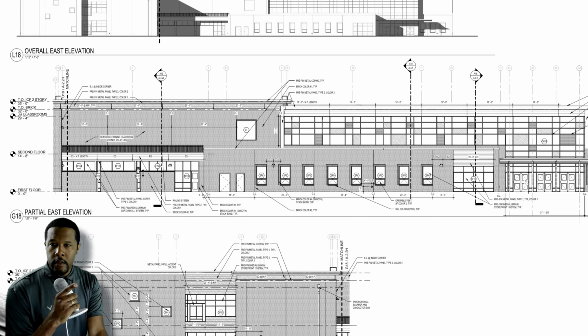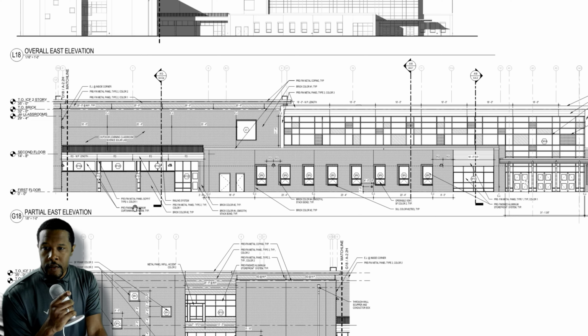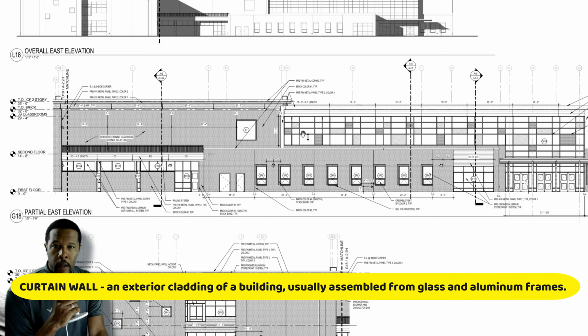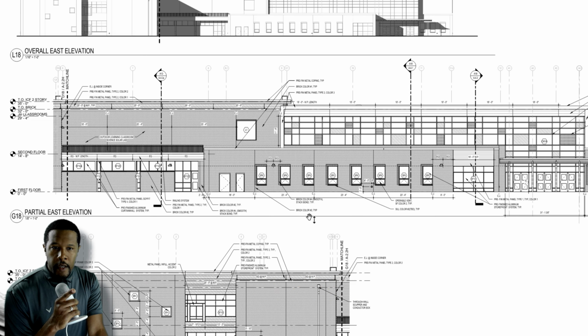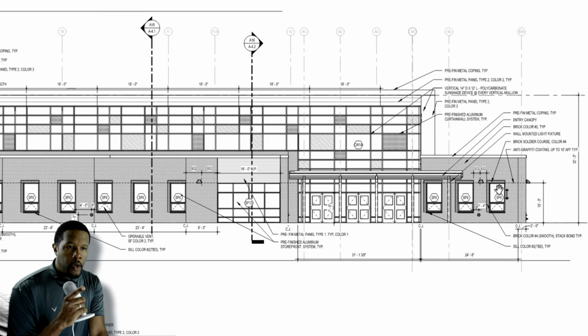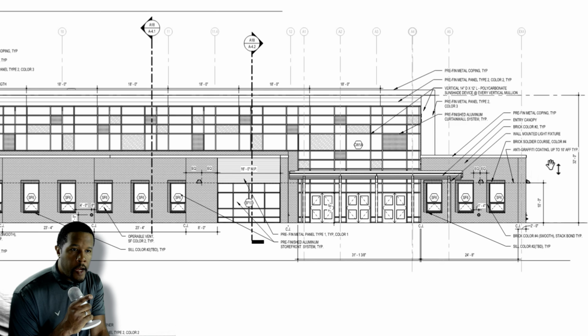So you can see all this material here. Reading these notes also tells you there's a metal panel there. There's a pre-finished aluminum curtain wall system for the windows. We'll talk about the windows toward the end of the video, but there are different brick patterns that are highlighted there. It's showing you that there are a few different colored panels in here, and there's the entry of the building. It also says a special note to include anti-graffiti coating up to 10 feet.